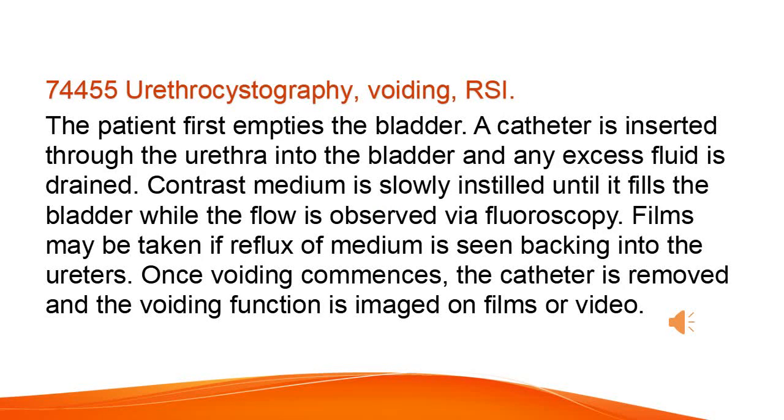Urethrocytography, voiding, RSI. The patient first empties the bladder. A catheter is inserted through the urethra into the bladder and any excess fluid is drained. Contrast medium is slowly instilled until it fills the bladder while the flow is observed via fluoroscopy. Films may be taken if reflux of medium is seen backing into the ureters. Once voiding commences, the catheter is removed and the voiding function is imaged on films or video.